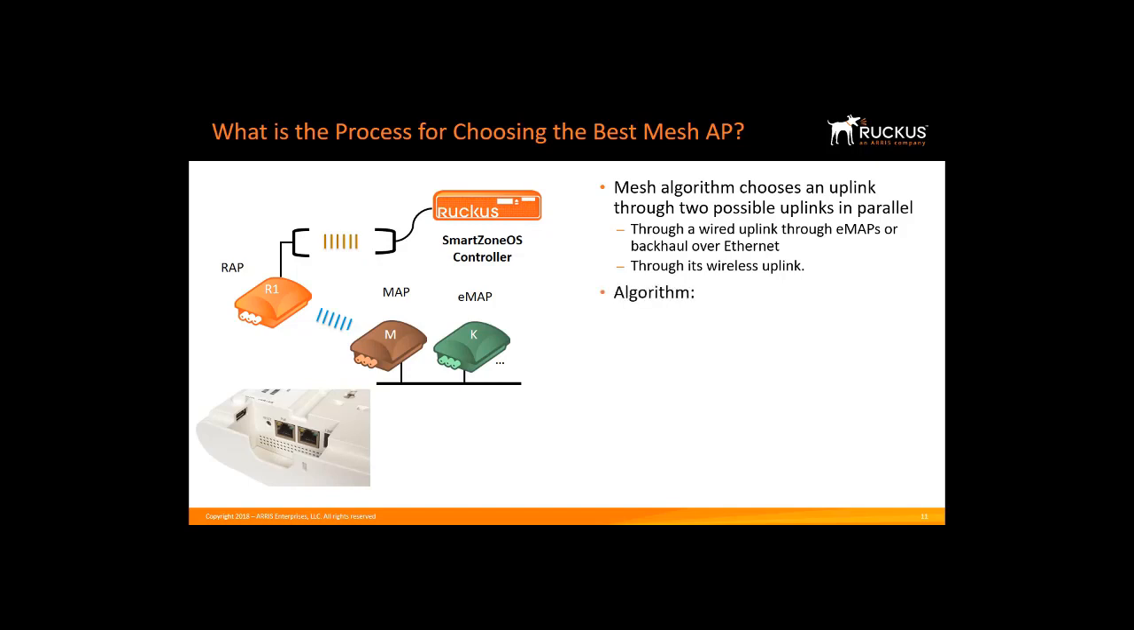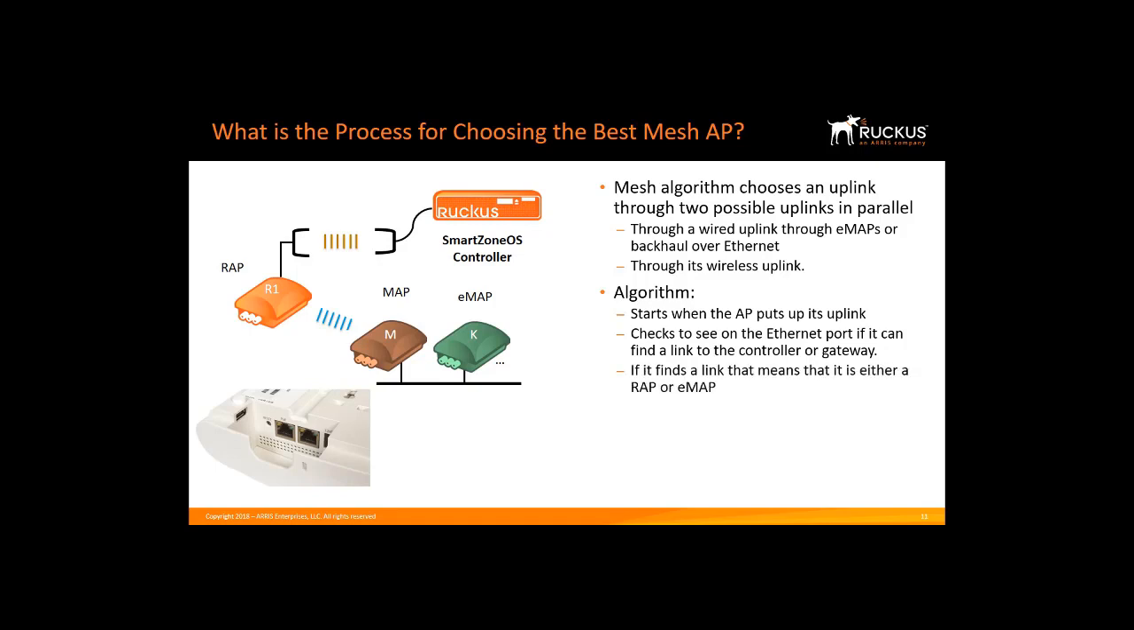Let's start when the AP first puts up its link. When an AP first puts up its link, it checks the Ethernet link to see if it can find a link to the controller or gateway. If it can find a link to the controller, that means that it is either a wrap or an eMAP. If it cannot find the gateway or controller on the Ethernet link, that means it can't be a wrap or eMAP, but it can possibly be a map.